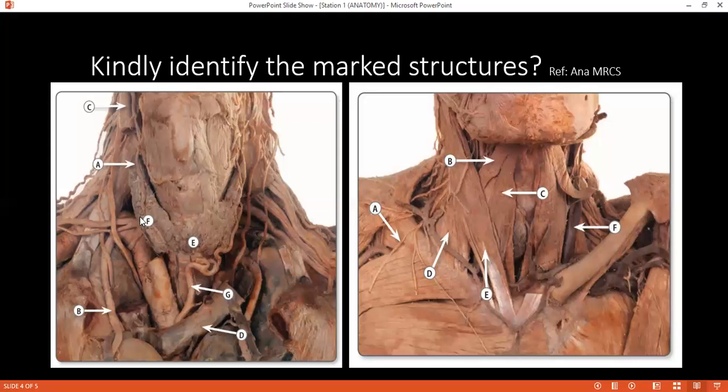Okay, good. On the left-hand side picture, what is A? Is it F and C? Oh, sorry. A is the superior lobe of the thyroid gland. No, it's a vessel. Oh, sorry, is it the superior thyroid artery? All right. What is E, please? It is the isthmus of the thyroid. Okay. What is G?